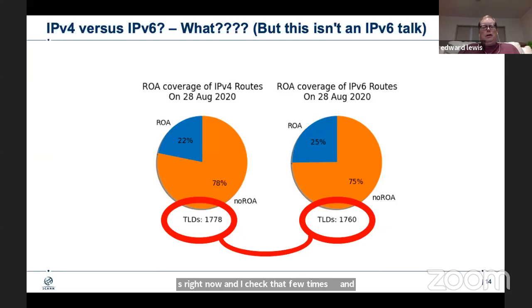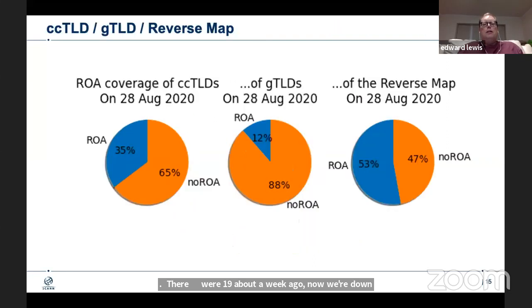On the good side, as I've been running these numbers, the count has actually fallen. There were 19 about a week ago. Now we're down to about 18. So slowly making progress on that. But that's not part of this talk.